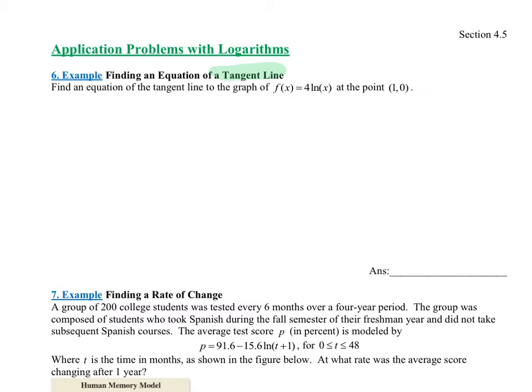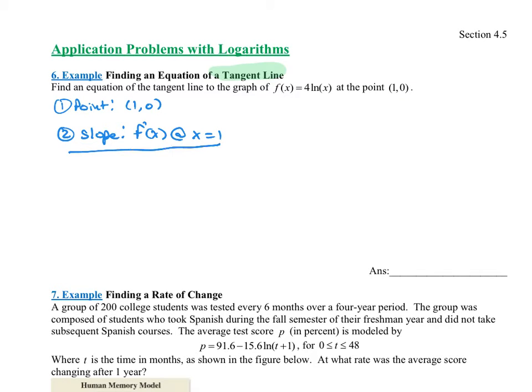Again, the first thing that we need is the point. Anytime you want to find the equation of the line, you need the point. Reading through the problem, it says find the equation of the tangent line to the graph of f of x equals 4 times the natural log of x at the point 1, 0. So it gives us that the point is 1, 0. The second thing we need is the slope. And to find the slope of a tangent line, you're going to find the derivative of the graph at that given x value. So in this case, it's at x equals 1.